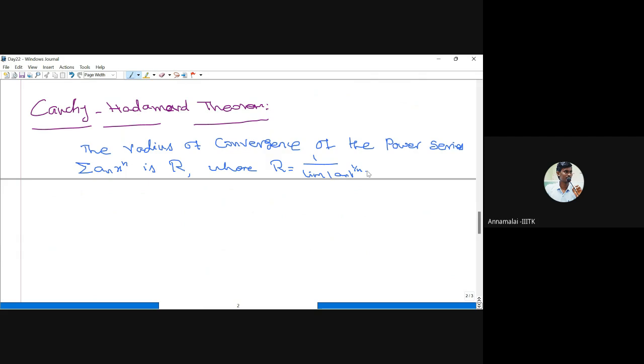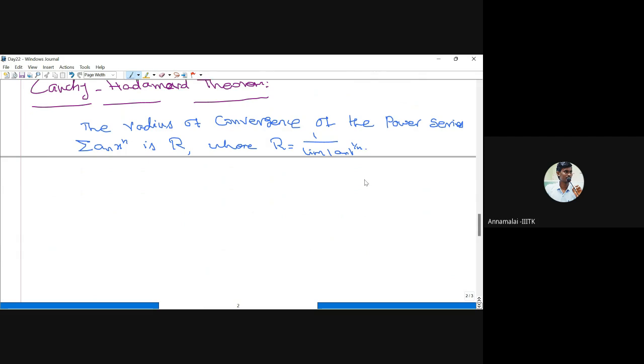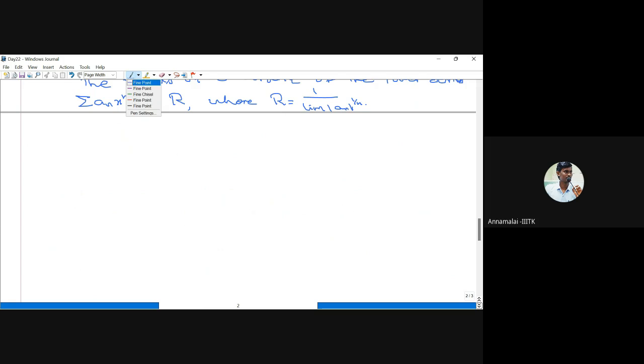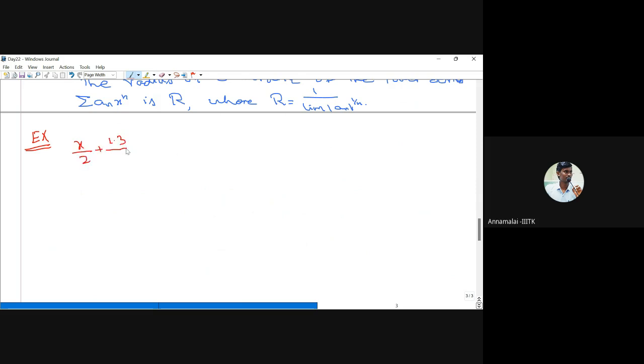Now we solve some problems to find the radius of convergence of the following series. Exercise. Look at the series x by 2 plus 1 into 3 by 2 into 5 x square plus 1 into 3 into 5 by 2 into 5 into 8 x cube and so on. Now find the radius of convergence of this series.